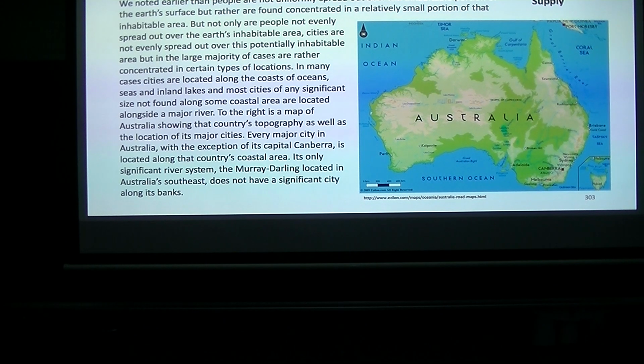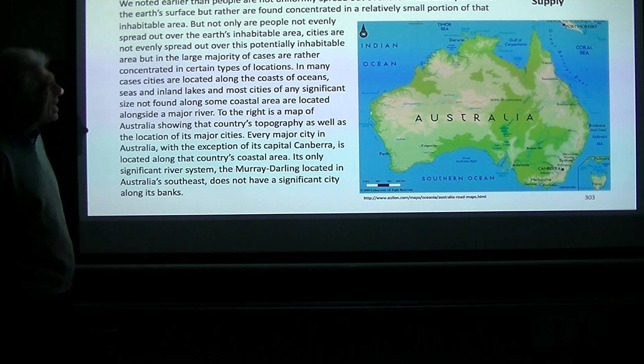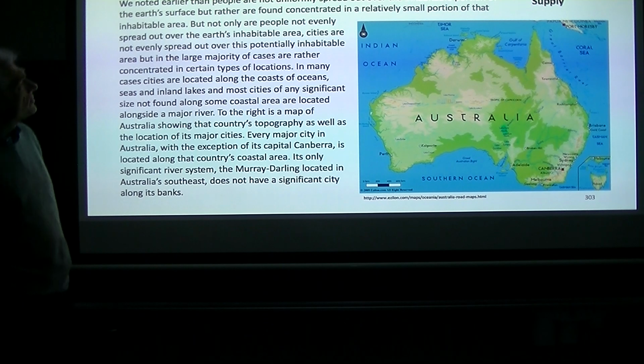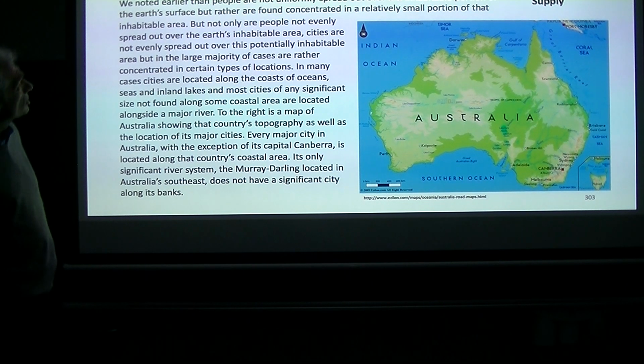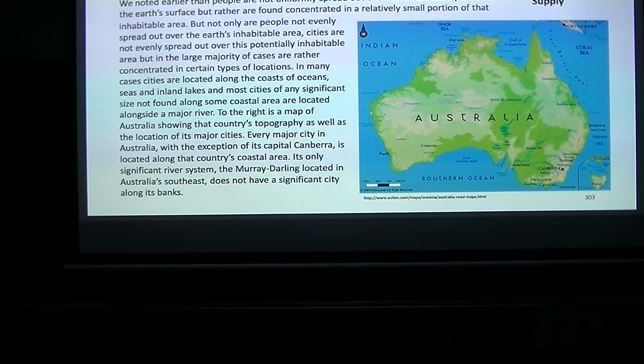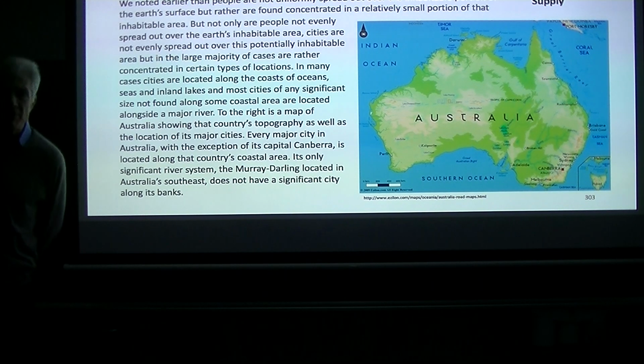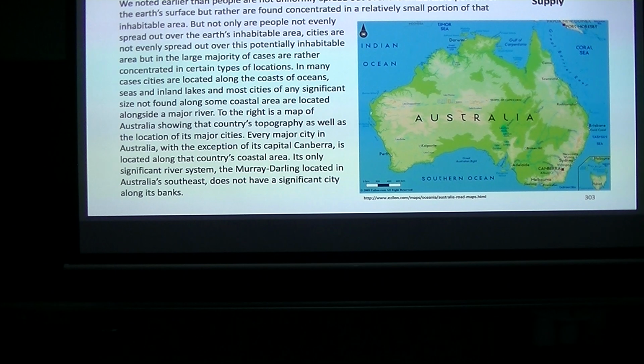Well, now we ask, why are cities located in some places and not in others? I've said that people are not uniformly spread out over the inhabitable portion of the Earth's surface, but rather are found concentrated in a relatively small portion of that inhabited area. And Ada, you're going to be going to Australia. You'll see this firsthand. I've been there once. That is a truly empty country. You go where it's really almost empty.